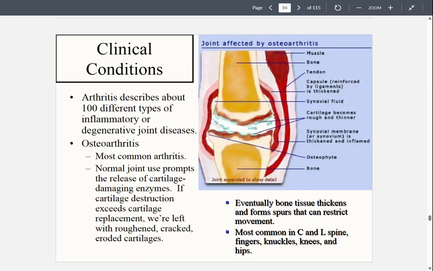Of course, that's more end-stage arthritis. Very early on in arthritis, you're just going to get the rough cartilage. But towards the end, you can get decreased movement because of decreased joint space and the bone tissue itself thickening and forming bone spurs to bridge the gap to stabilize the joint because the cartilage isn't doing it anymore.